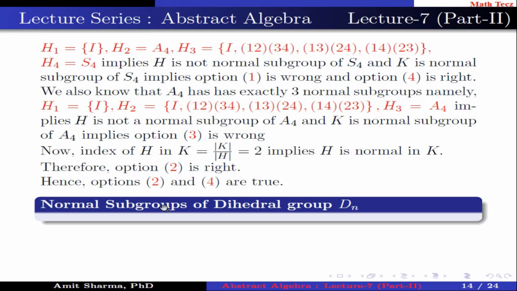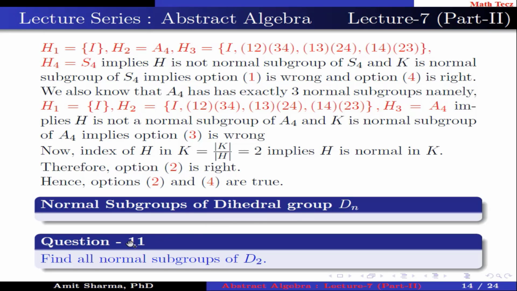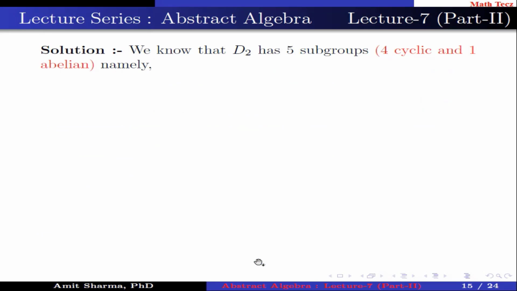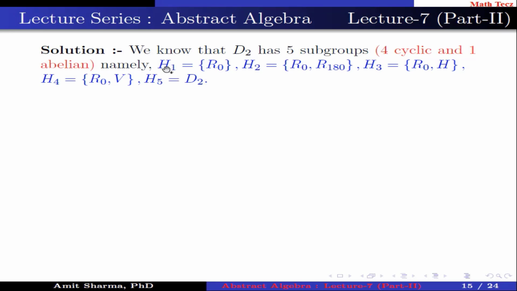Next is normal subgroups of the dihedral group Dn. Question number 11. Find all normal subgroups of D2. We know that D2 has 5 subgroups, out of which 4 are cyclic and 1 is abelian, namely H1 equal to R0, H2 containing the elements R0, R180, H3 containing the elements R0, H, H4 containing the elements R0, V, and H5 equal to D2.